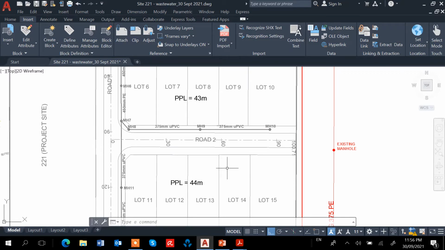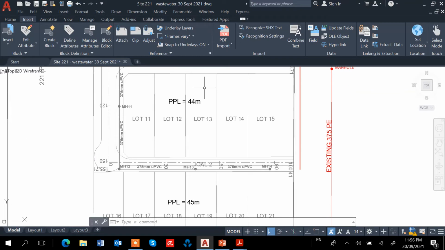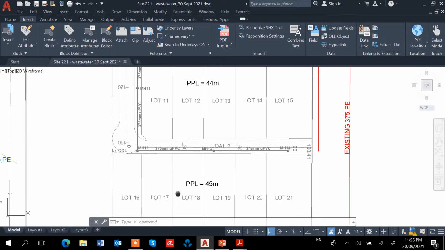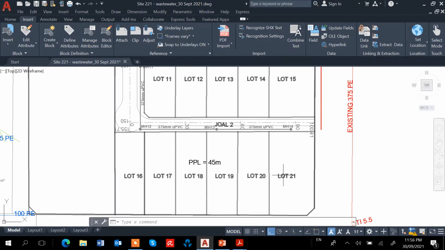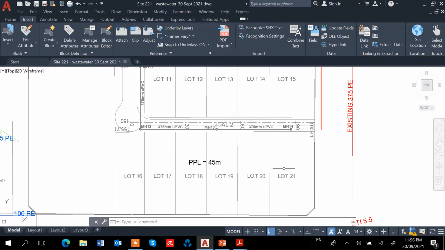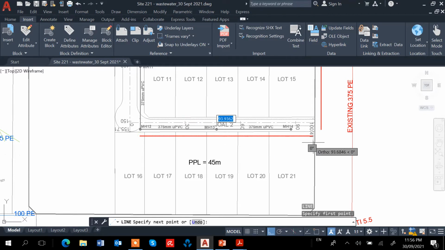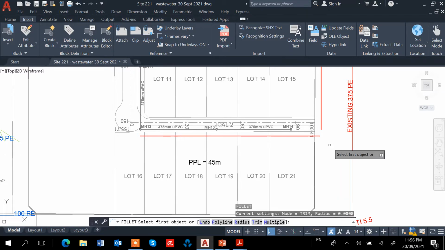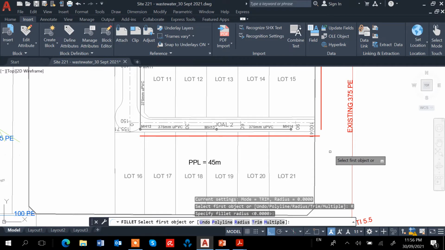And I will need to have this one here to serve the lots 16 to 21. I'm going to just do a line here. Okay, I'm not sure how to. I just do a fillet. I think I check my radius. My radius is 0. Okay, just check.